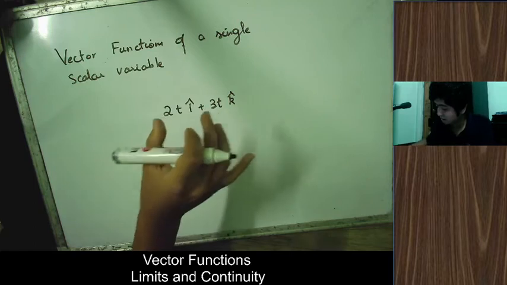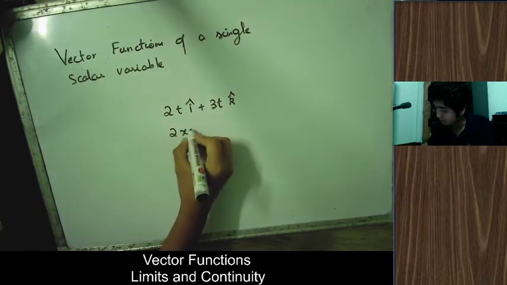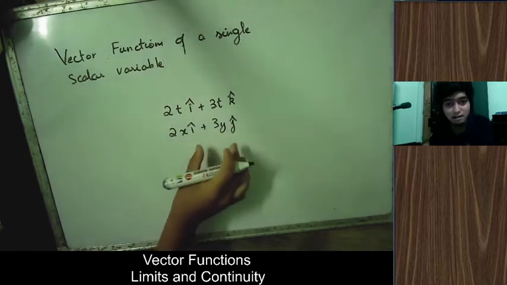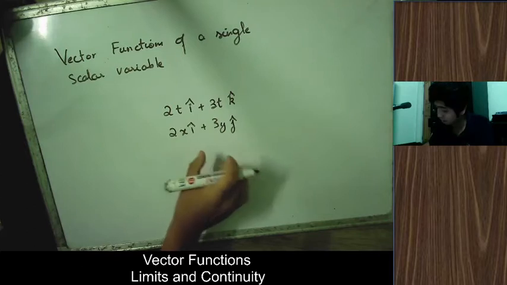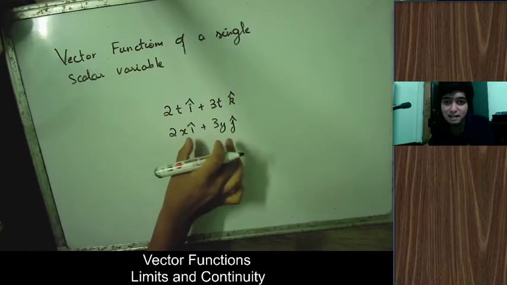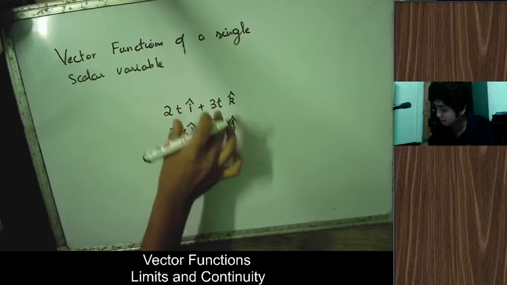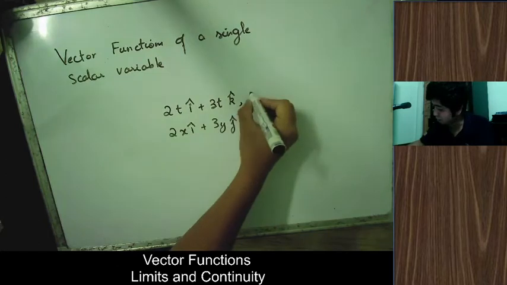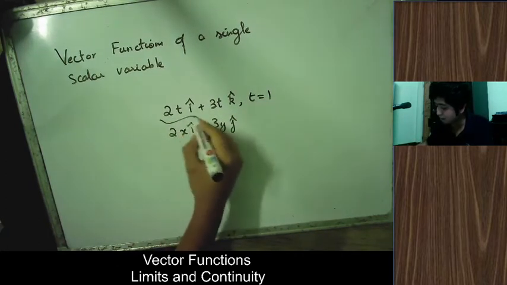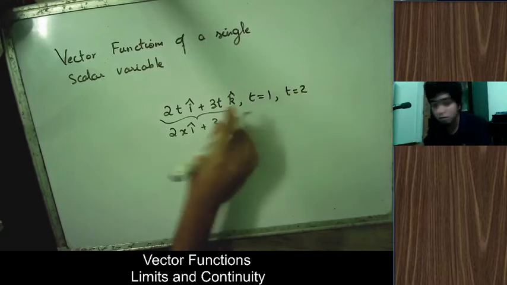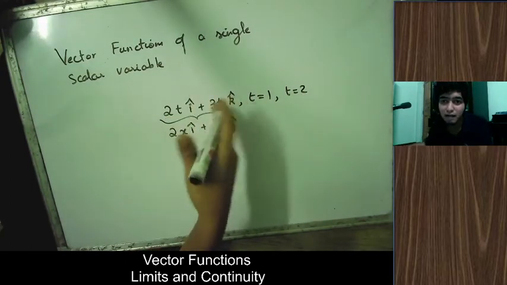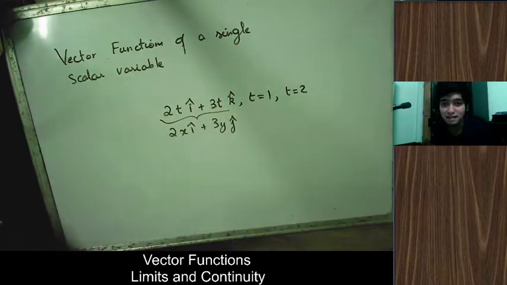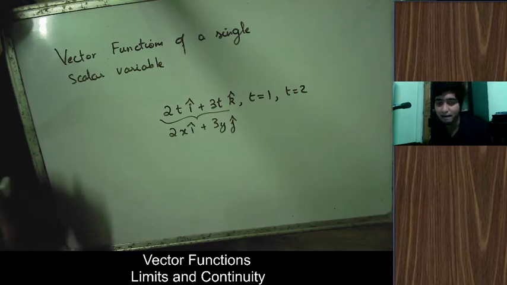All right. If you have something like 2xi plus 3yj, then again it is a vector, but it depends on two scalars, x and y. So over here we have two variables, and over here we have a single variable. Note that if you put t equal to 1, you get one vector. If you put t equal to 2 in this expression, you will have another vector. So the expression depends on t. Similarly, over here, it depends on x as well as the variable y.